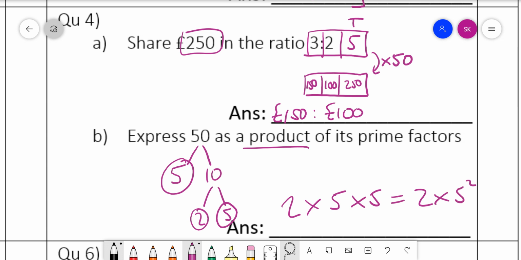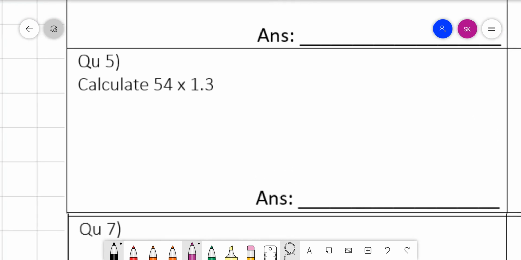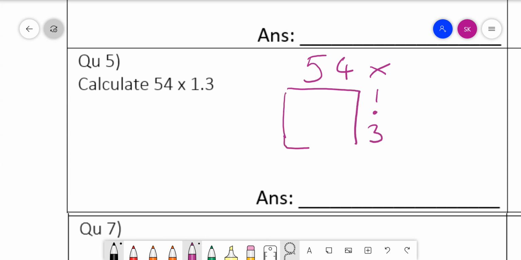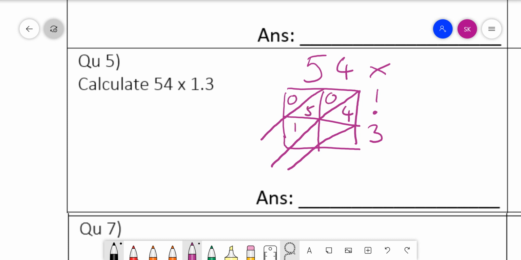Pause the video, make any notes that you need to, and press play when you're ready for number 5. Number 5, calculate 54 times 1.3. Multiplying decimals, gelosia. Most important thing is corner to corner, corner to corner, corner to corner. 1 times 4 is 4, 1 times 5 is 5, 5 times 3 is 15, 4 times 3 is 12.